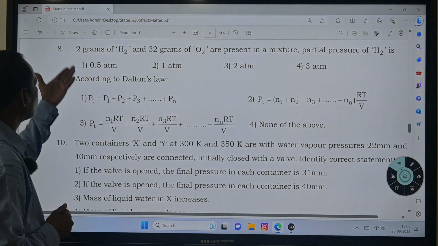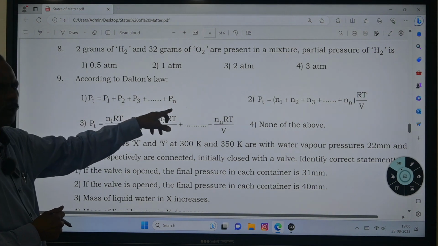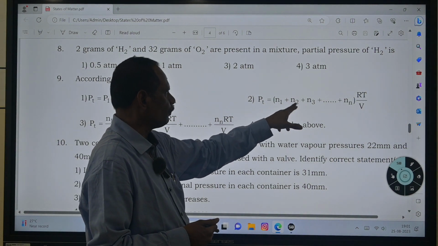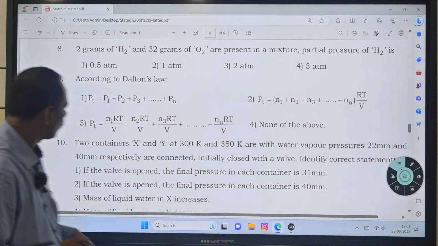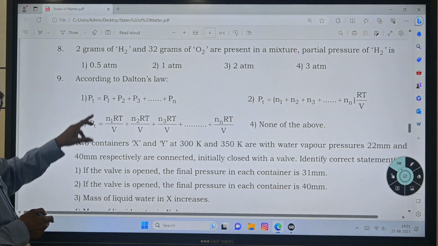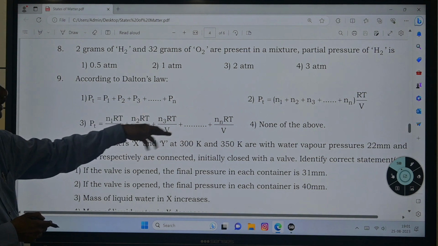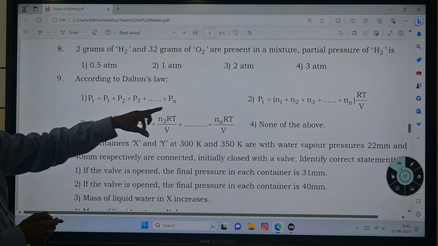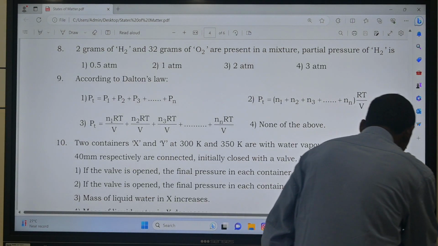So the answer is, according to Dalton's law, total pressure is equal to P1 plus P2 plus P3, and so on. That's right. Our total pressure is equal to total number of moles of all the gases present in the mixture into RT by V. It's right. And the total pressure of the gas mixture is equal to N1 into RT by V plus N2 into RT by V, N3 into RT by V, and so on. So all the above are correct. So options 1, 2, 3 are correct.